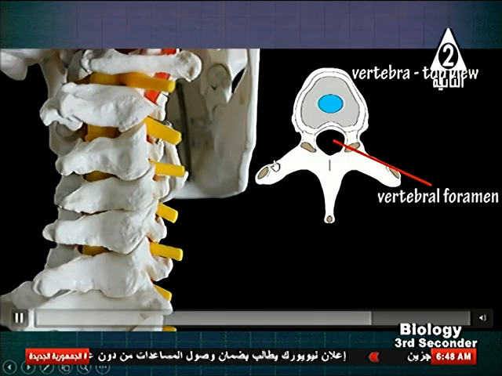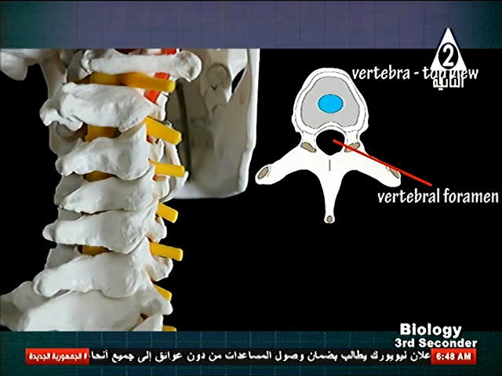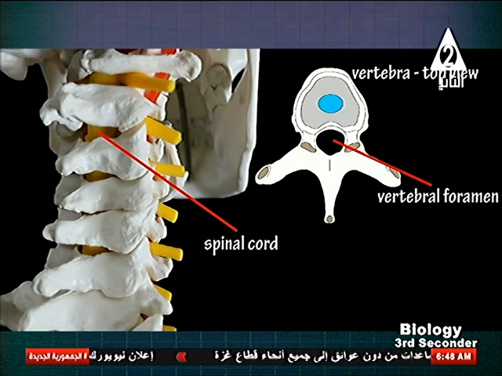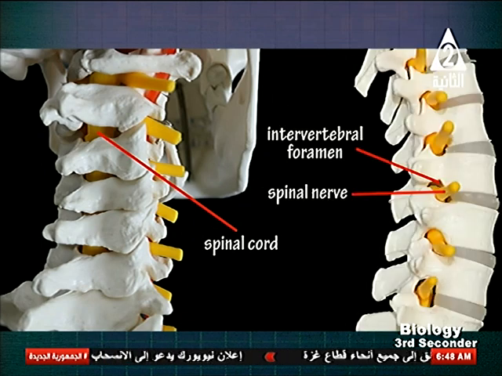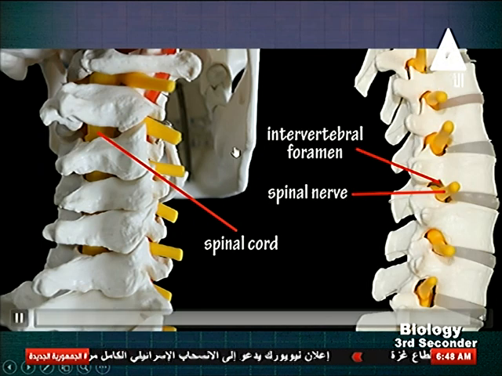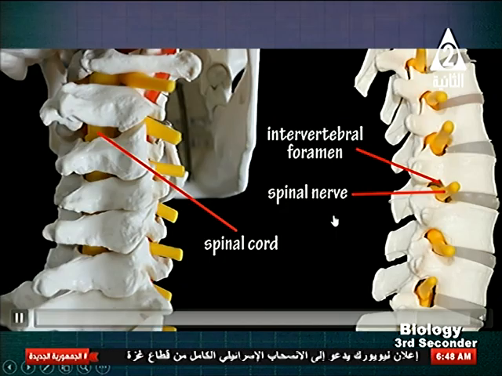So the vertebra of the cervical regions are not in the same shape. They differ from each other. Number 1 and 2 differ from the others. They protect the spinal cord and carry the spinal cord inside them.